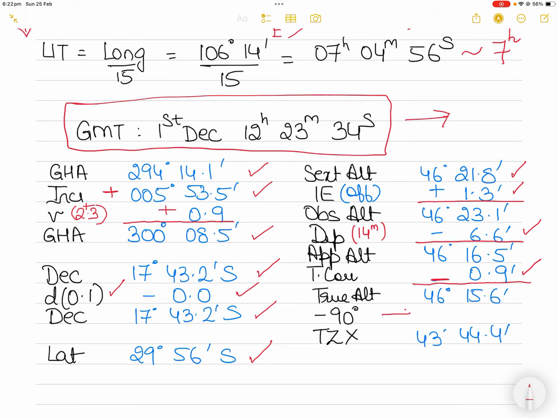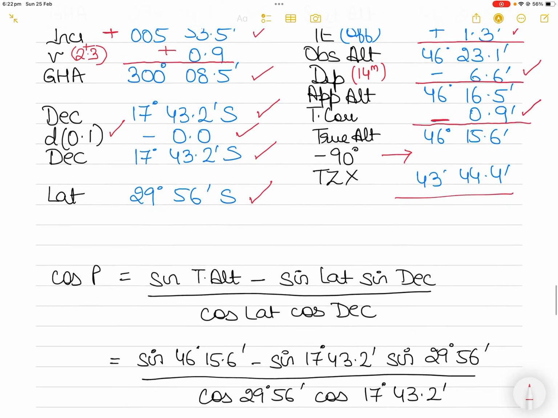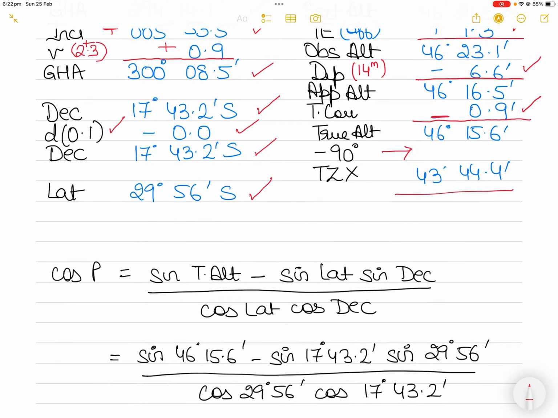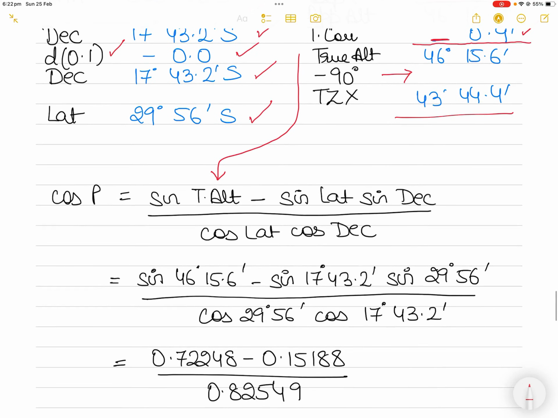Subtract it from 90 degrees, you will get the true zenith distance as 43 degrees 44.4 minutes. However, for the next formula, you have to apply the true altitude. So cos of P equals sine of true altitude minus sine lat sine dec divided by cos lat cos dec. Now remember here, there could be a plus here or minus. Now how do we decide whether it's plus or minus?